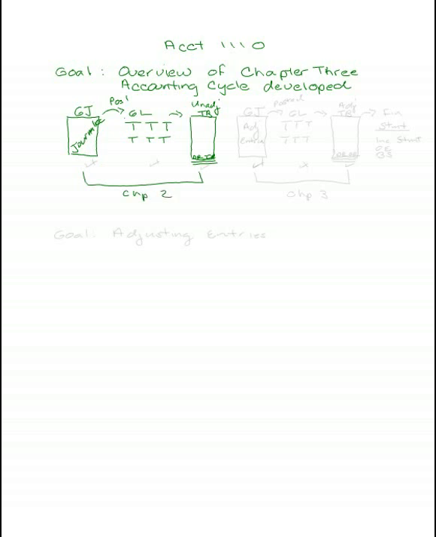In Chapter 3, we're going to add a step to that. In Chapter 3, we're going to learn how to prepare adjusting entries. I'm going to abbreviate adjusting entries. And the adjusting entries are prepared in the general journal. All entries are prepared in the general journal. The adjusting entries are posted, because all journal entries are posted, into the general ledger.